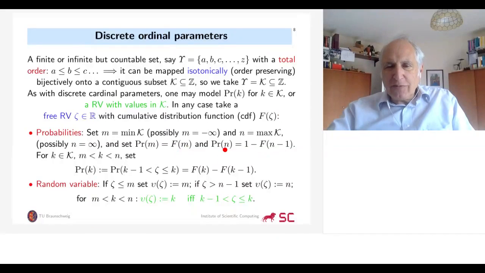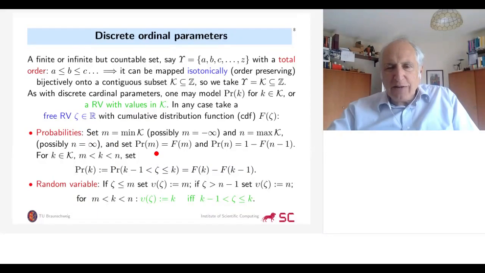And for the probability of n, the maximum, we take 1 minus the one before that. And for the ones in between, we take the probability of K to be the probability that this random variable zeta is between K minus 1 and K. And this is just f of K minus f of K minus 1. This way, all the probabilities together add up to 1. So now I've modeled a probability on an ordinal set of parameters.